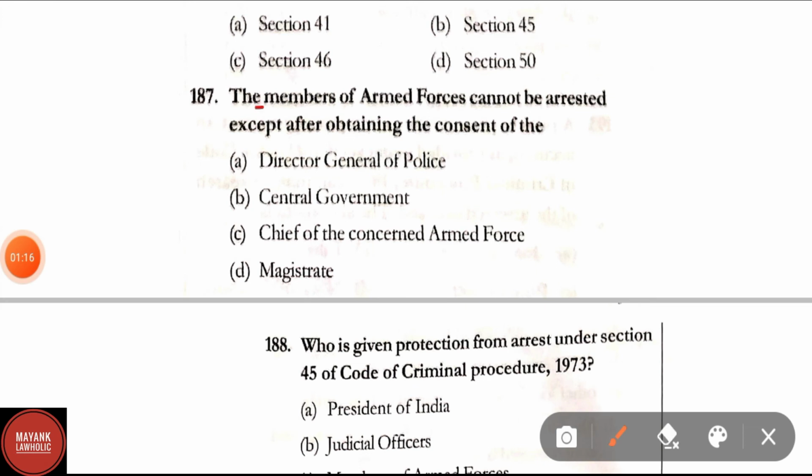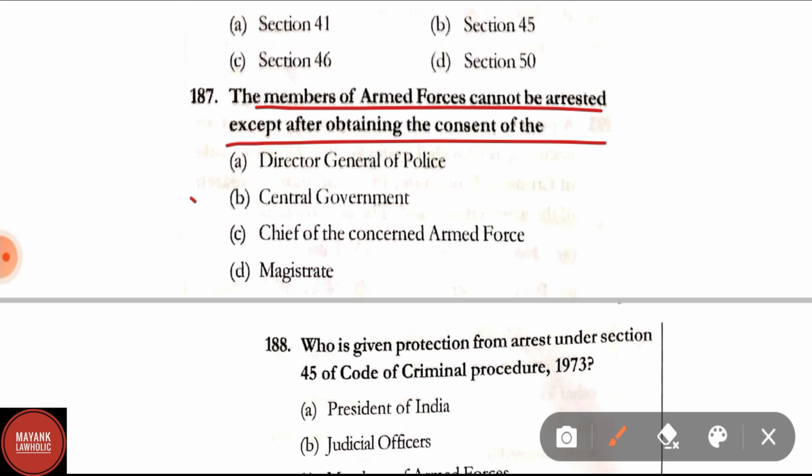Question number 187. The member of armed forces cannot be arrested except after obtaining the consent of the, option A, Director General of Police, option B, central government, option C, Chief of the concerned armed force, D, magistrate. Here correct answer is option B, that is central government.